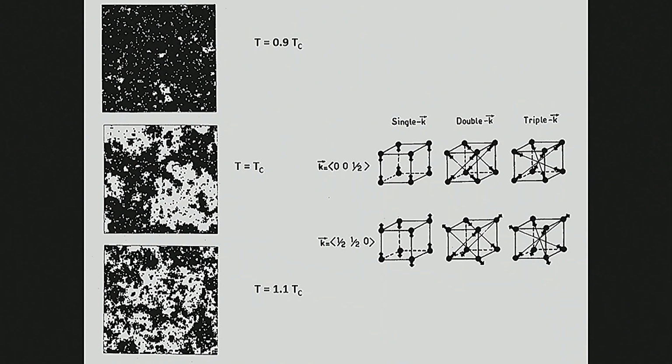So the half-half zero means that it's almost the complement of this. It means that there's no phase difference as you go along this direction. That's what the zero means. And the half-half means that you have a pi phase shift as you take any step in the x or y direction. So pi phase shift, pi phase shift, pi phase shift, pi phase shift. That's what the half-half means.